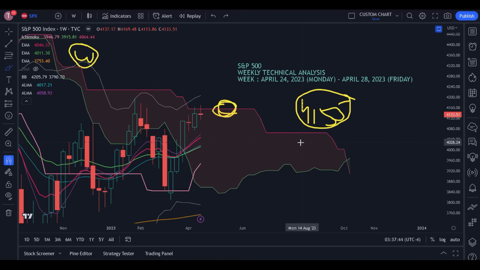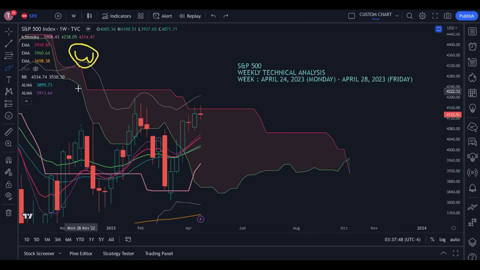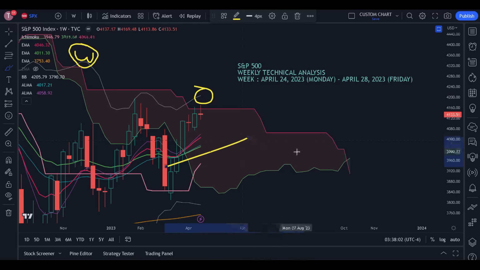So let's do the technical analysis here on the weekly chart of the S&P 500. Now what we can see is that this is the upper band of the Bollinger Bands, and this is the median of the Bollinger Bands. Because the S&P 500 has closed in between the upper band and the median of the Bollinger Bands, this means that the S&P 500 is bullish on the weekly chart through the Bollinger Bands.